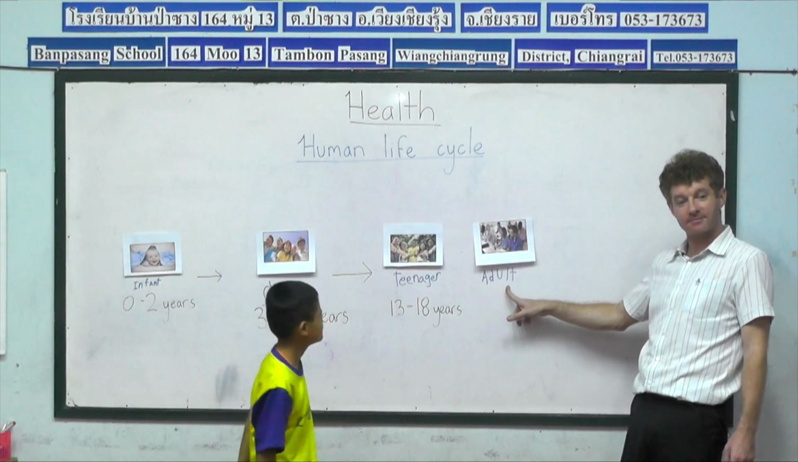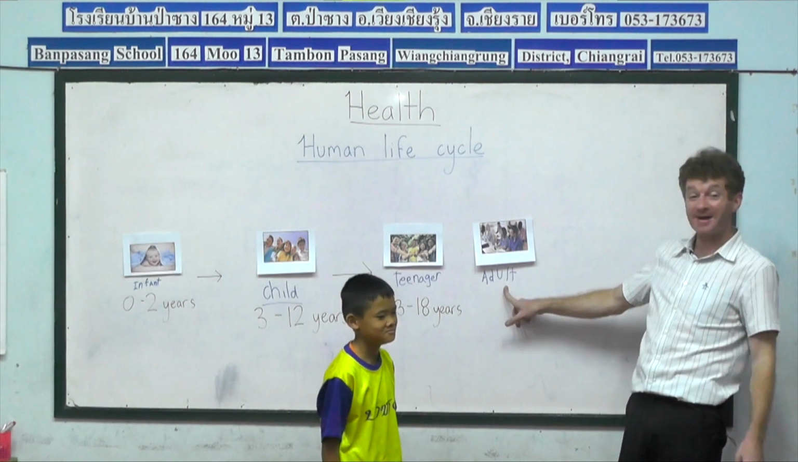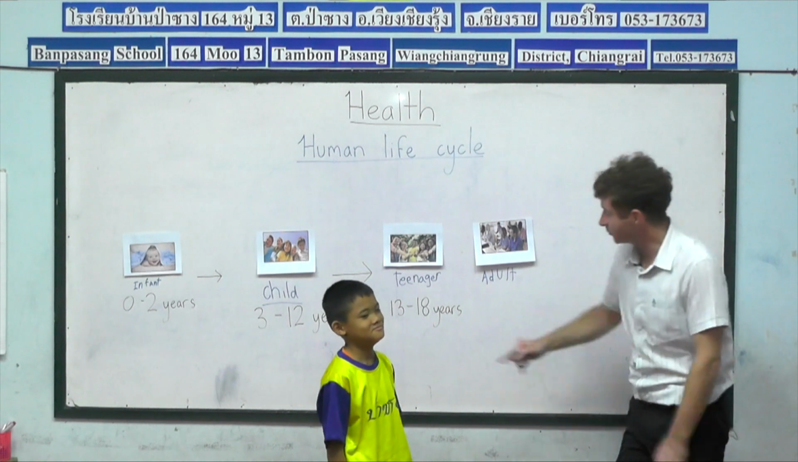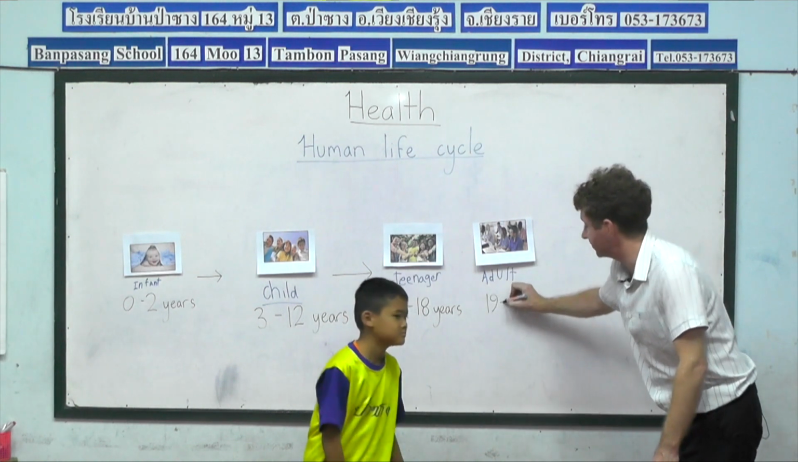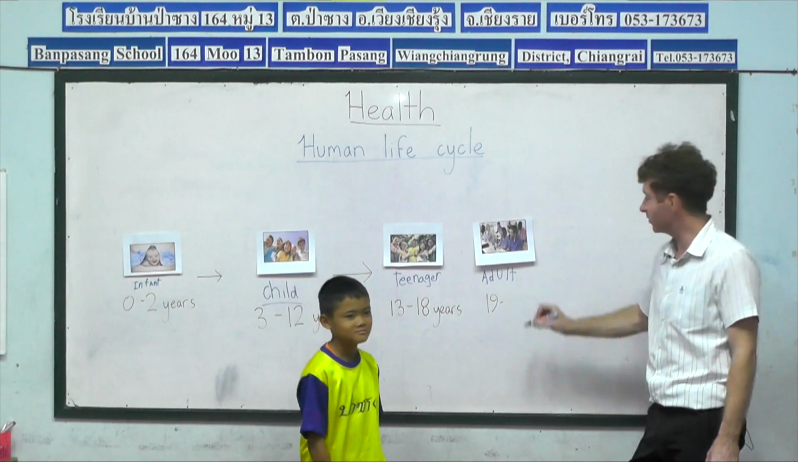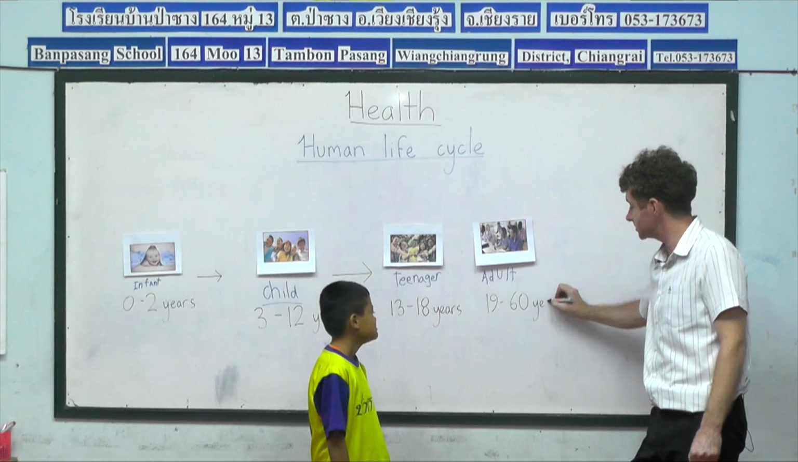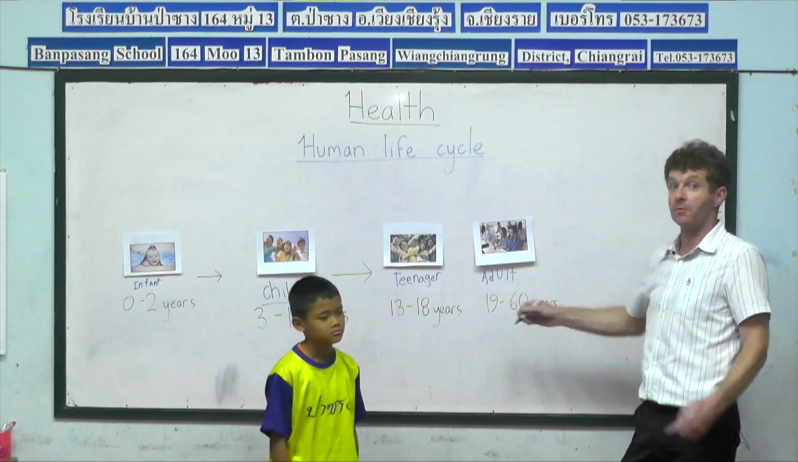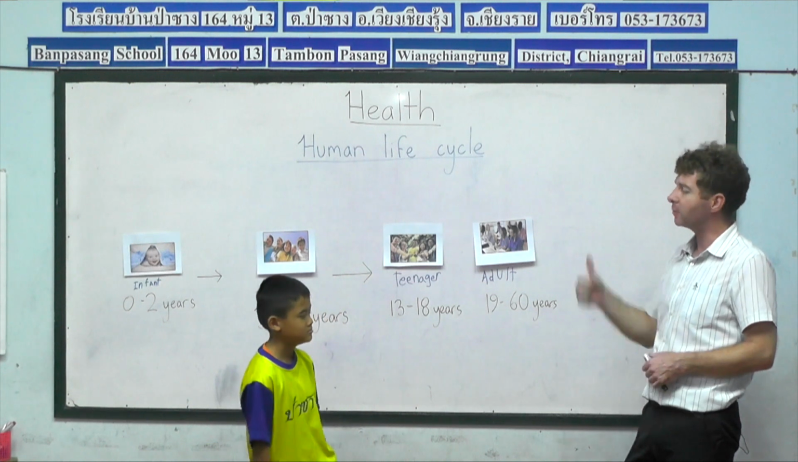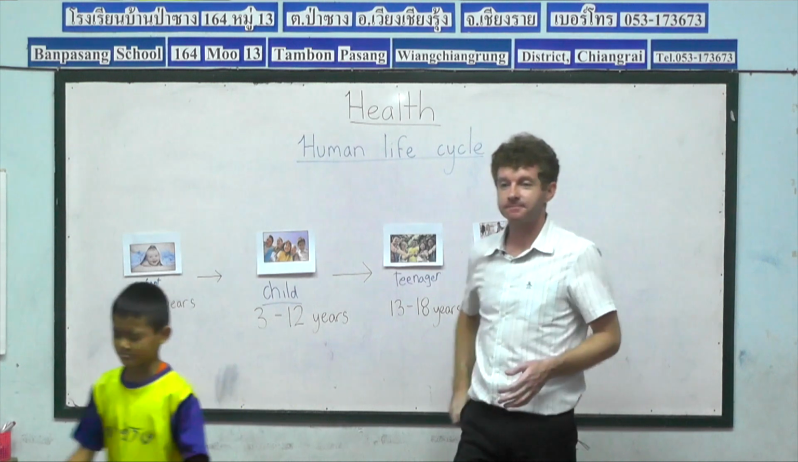What do we have, guys? After teenager, we have adult. So teenager ends at 18. Adult begins at 19 and carries on until around 60 years. So you can see this is the age category I am at now, adult. Chu, that was brilliant. High five. Big round of applause for Chu, guys.